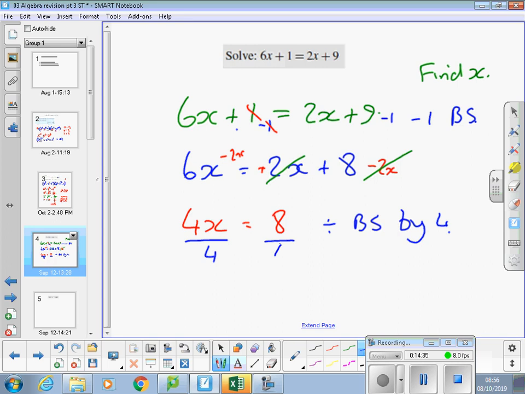4 over 4. That and that cancel to leave x equal to 8 over 4, 2.